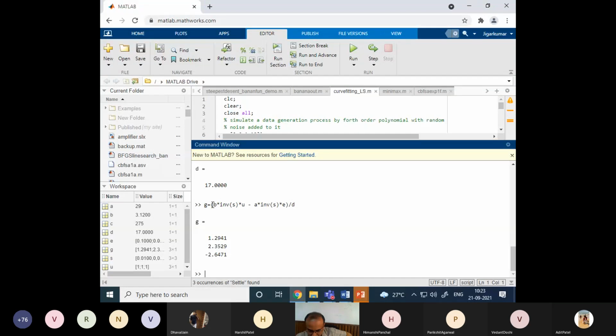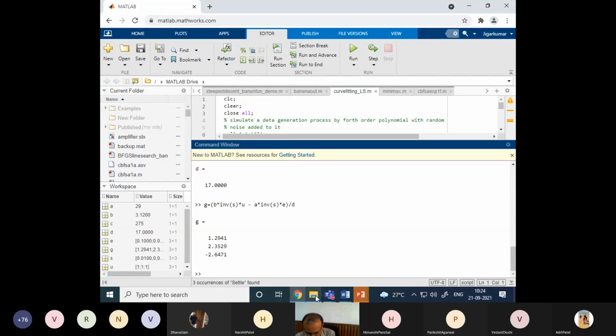The numerator, two terms are there, which is matrix multiplication, right? And this D is a scalar, so it just divides every element of whatever subtraction of matrix by D, and it finds this G vector. You can see it's a 3 cross 1 vector.